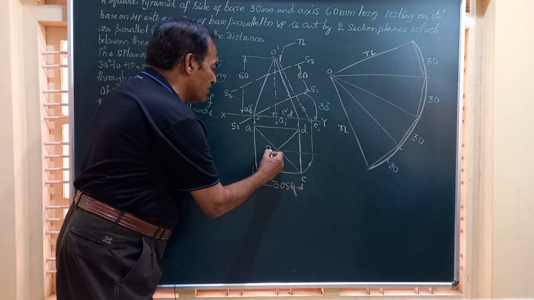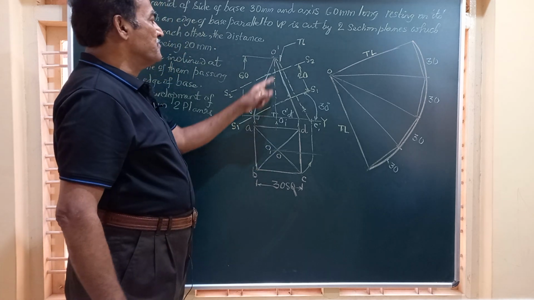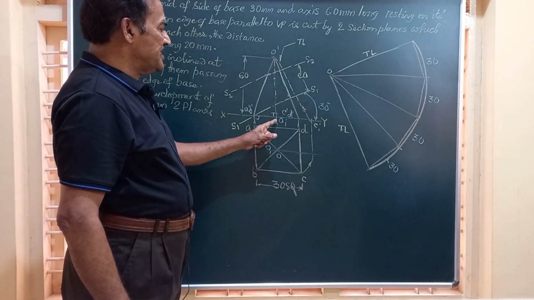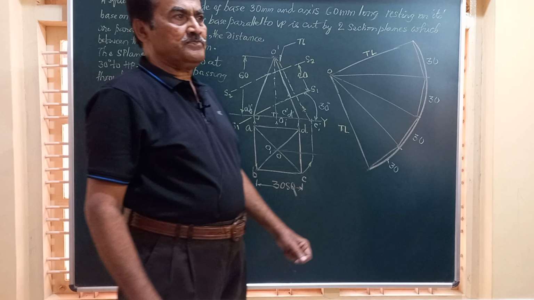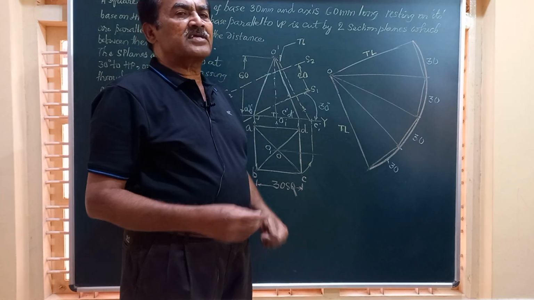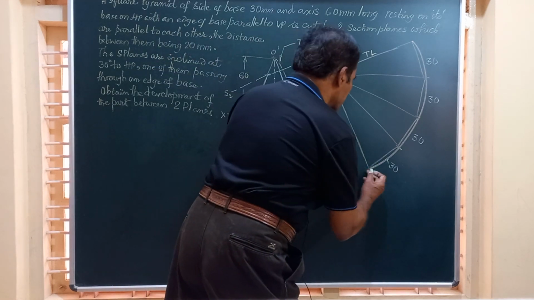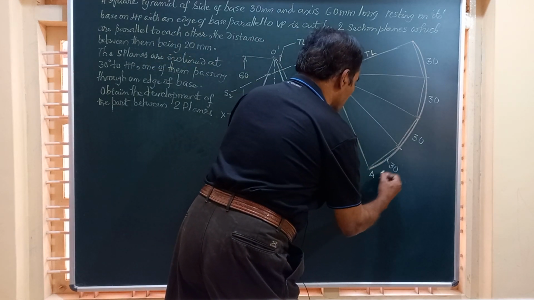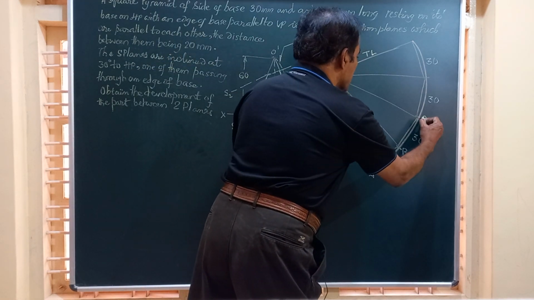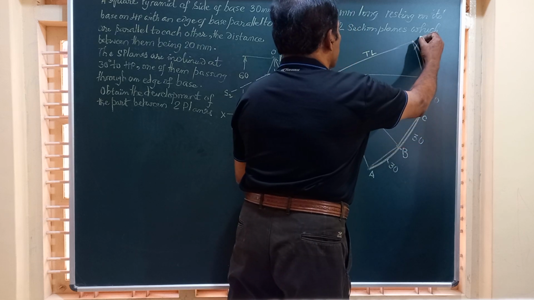We will mark O, O1. O is the vertex and O1 is the center of the base. Now let us start marking this development as A, B, C, D, E. So you can start from A, B, this is C, D, and finally this is A.